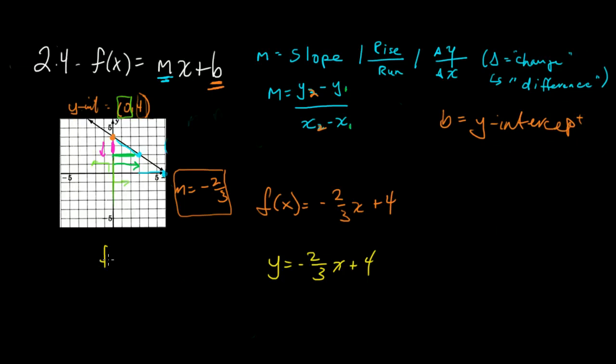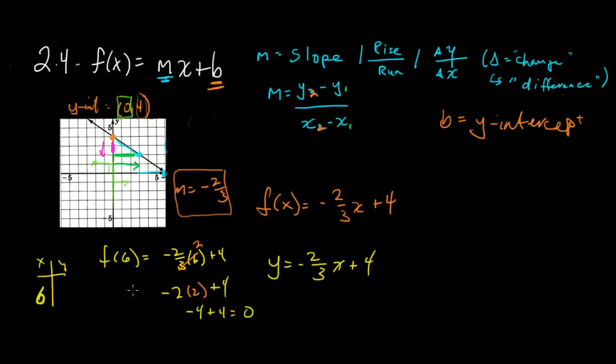Well, let's try it. Let's use this point down here, 6. What is the f of 6? Well, negative 2/3 of 6 plus 4: the 3 and 6 cancel to 2, so negative 2 times 2 plus 4, and that'll be negative 4 plus 4. So the f of 6, when x is 6, y is 0. And that bears fruit, right? That's our point right there that we graphed in the last video.